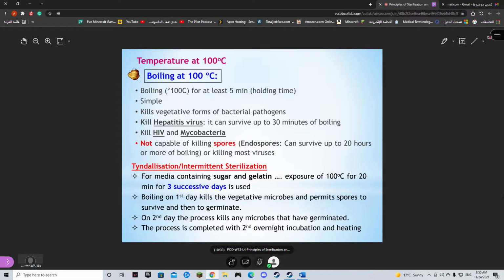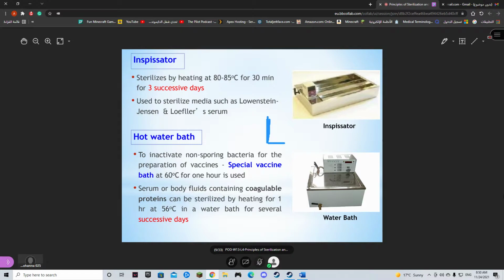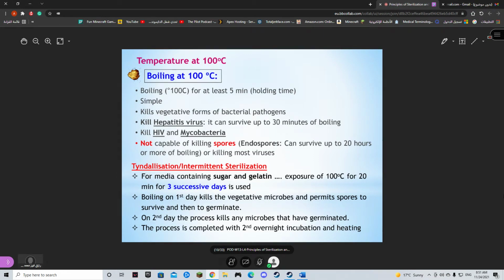Doctor, is the inspissator moist heat? No, it is not, because you are putting the media in a very tight flask, so the vapor does not go inside the media. You are only raising the temperature for 3 successive days. Maybe some spores are there; they will grow, and when you raise the temperature again, they will be killed. The same thing happens here.